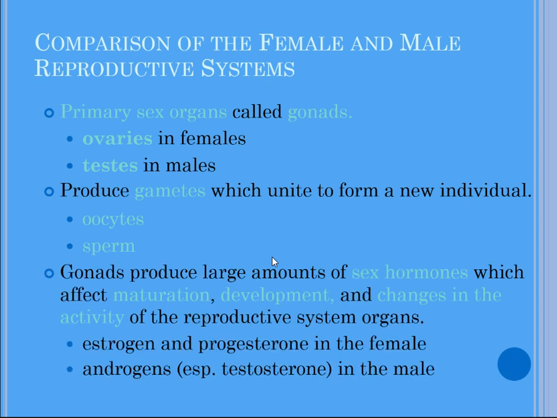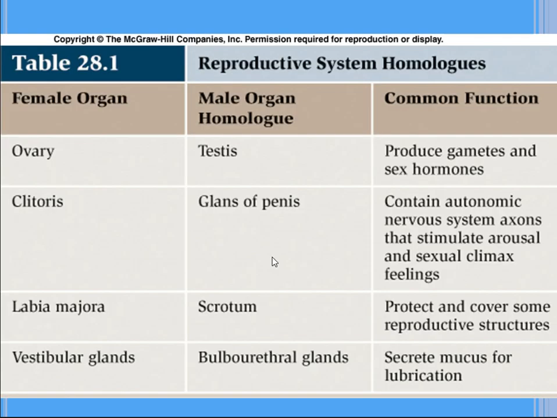Right, now there are lots of sex hormones that are produced through maturation and after maturation, and throughout the entire reproductive lifespan of each individual. And the big ones that you want to know are estrogen and progesterone in females, and the androgens, specifically testosterone, in the males. Okay? And then when you start looking at those homologs, this is just what each one does and how they line up. Because what we want to do now is talk about each of the reproductive systems.